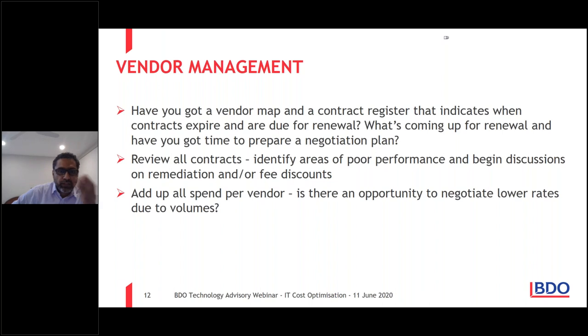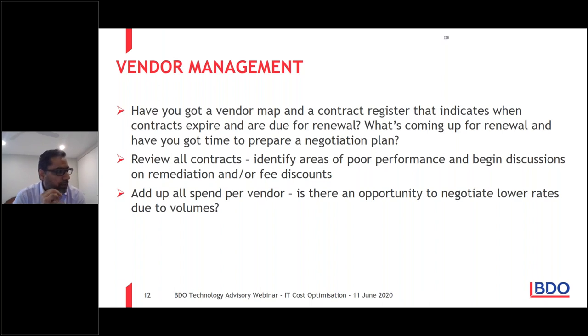So looking at not only the fee arrangement that you have, but also the service that you're getting, bringing the two together will start a more holistic conversation in terms of what the contract should look like.